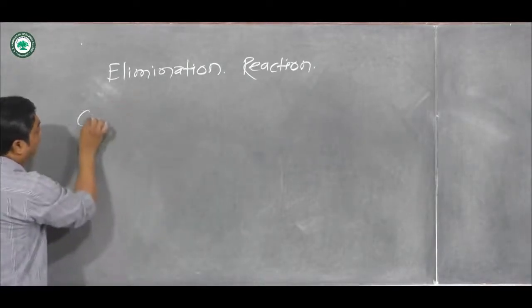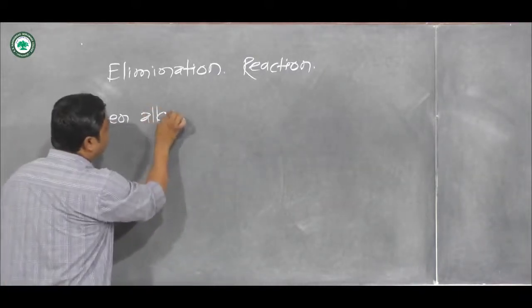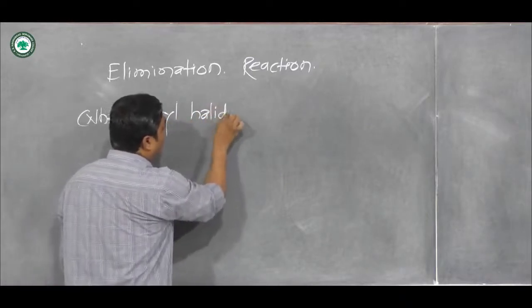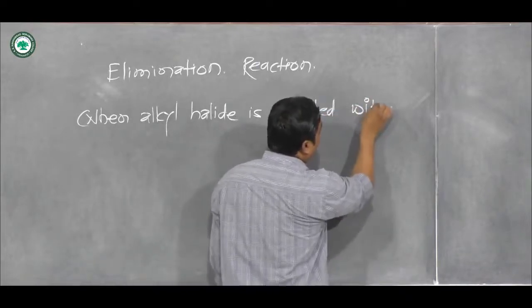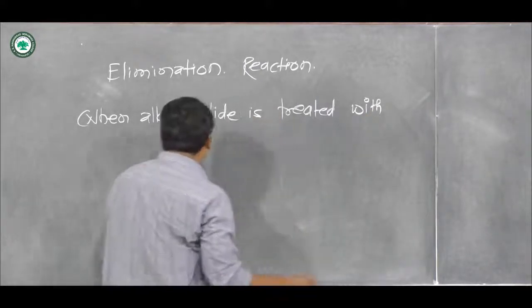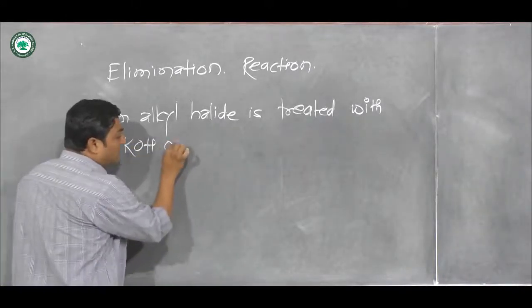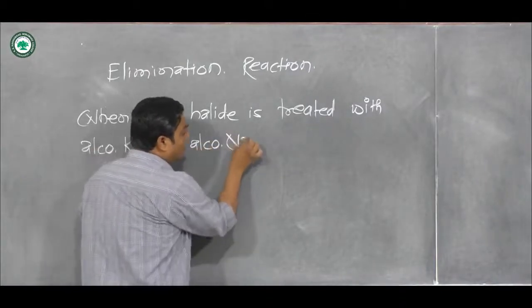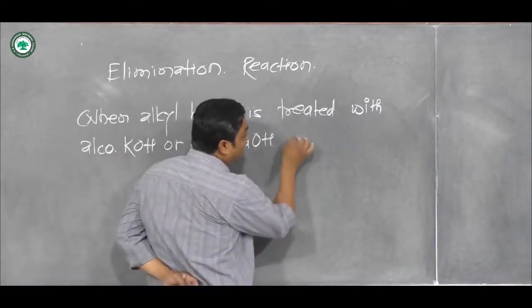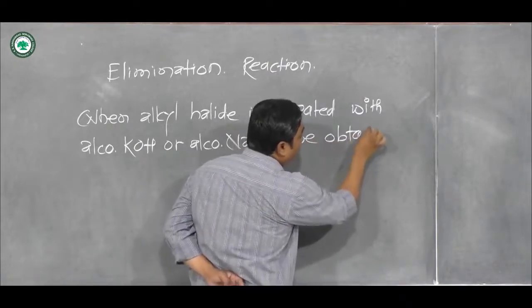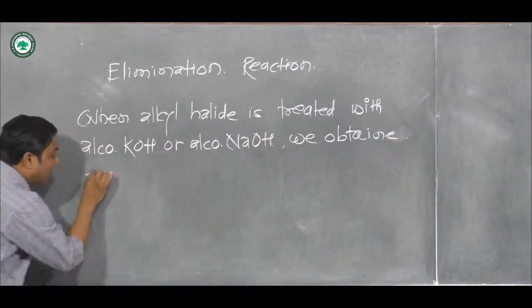Now, when alkyl halide is treated or heated with alcoholic KOH or alcoholic NaOH, we will obtain alkene as a product.